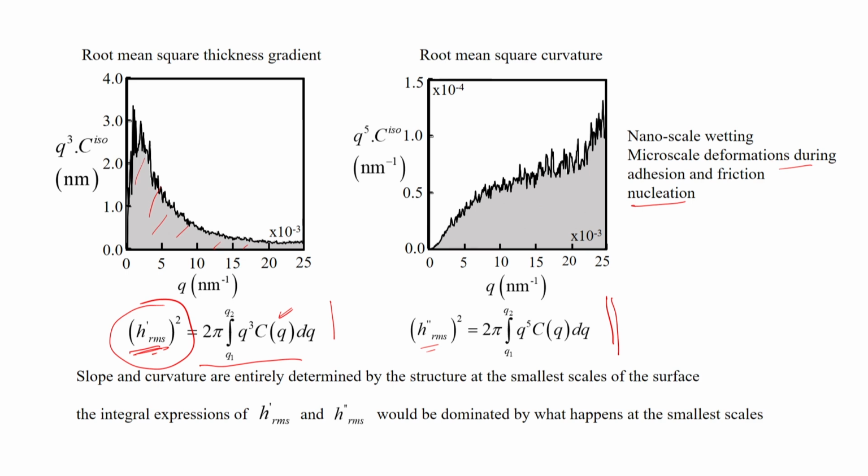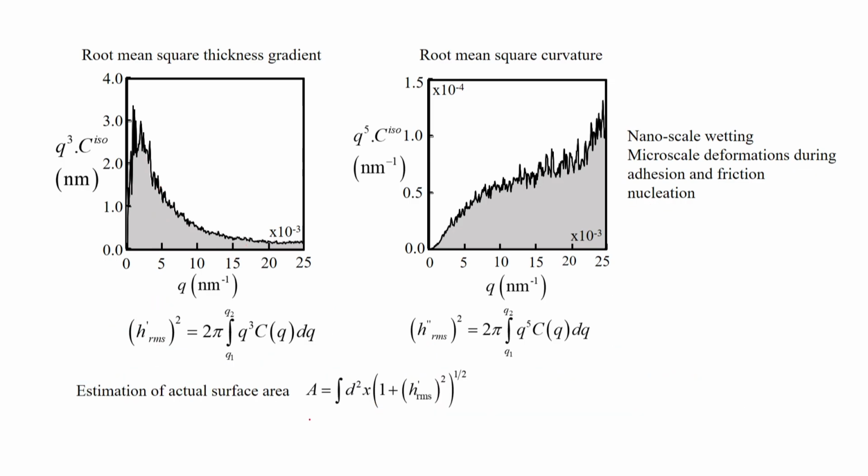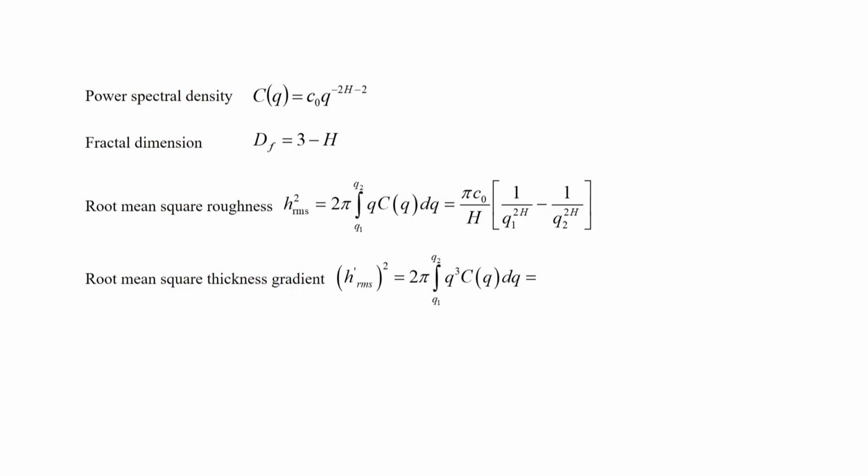So therefore, you consider this root mean square curvature, and you know that curvature of a defect controls the nucleation phenomena, heterogeneous nucleation. So that makes sense. As I was saying, the estimation of actual surface area can be done by obtaining this h dash RMS, that is the root mean square thickness gradient or thickness slope. If you want to use this relation for obtaining h dash RMS, one can easily obtain it. Let me just work it out for you.